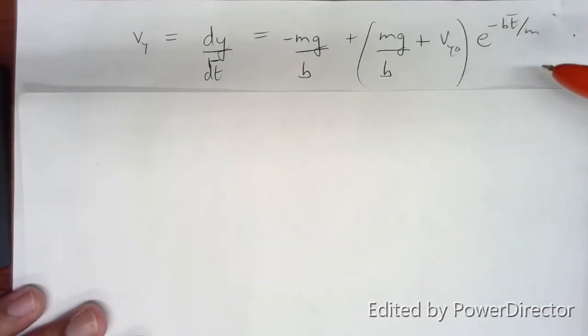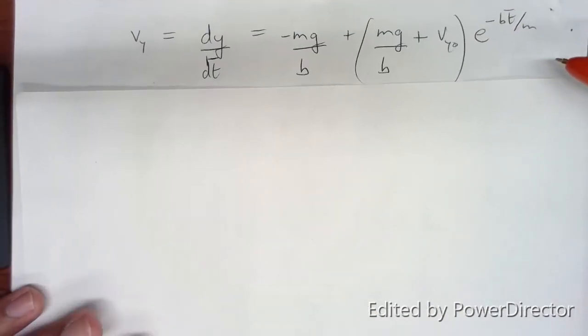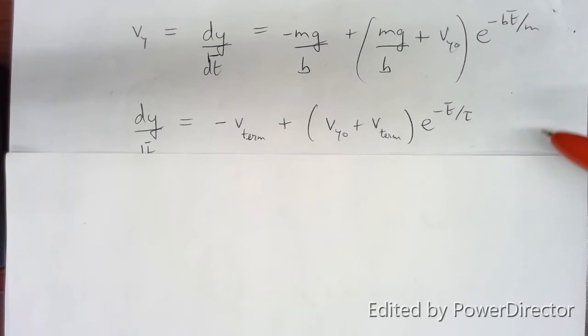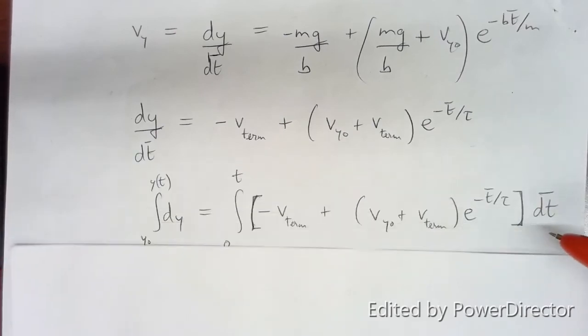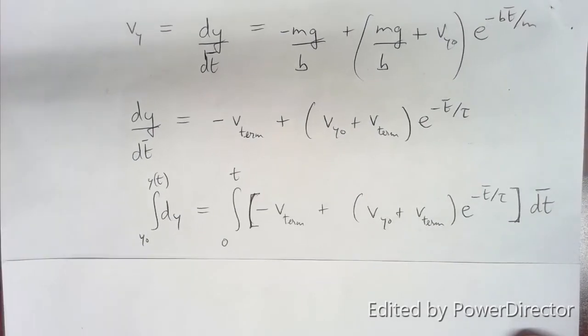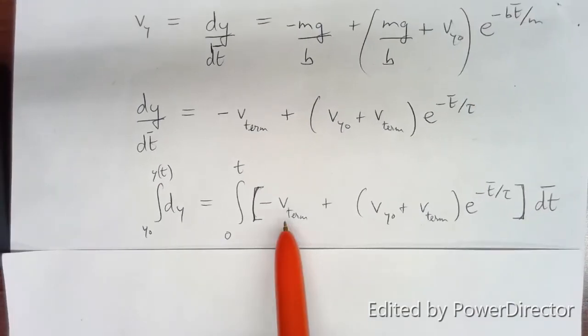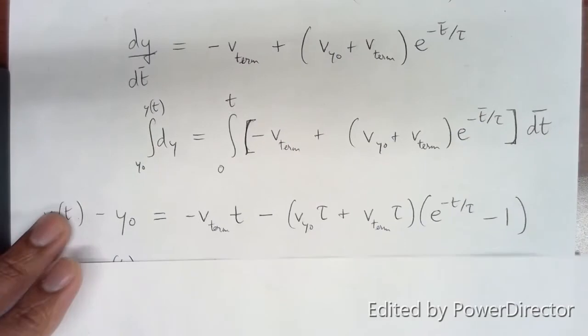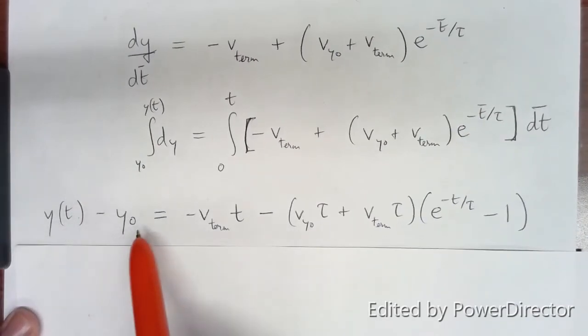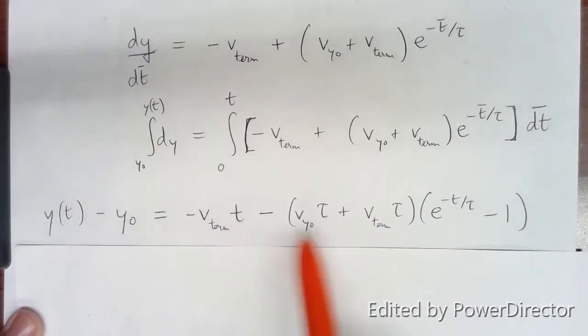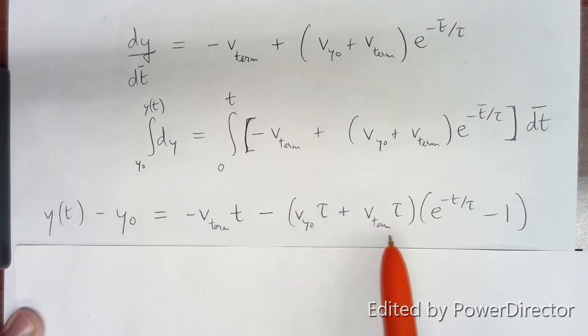Let us similarly solve the y equation to go from velocity to position in the y direction. And we simply rewrite the equation. We integrate both sides. There are slightly more terms here, but in the end it is still just the integral of an exponential. And well, there's also the integral of a constant term. So we arrive at y of t minus y0 equals minus v term times t, minus, and then parentheses, we have some constants here, times this term in parentheses over here.